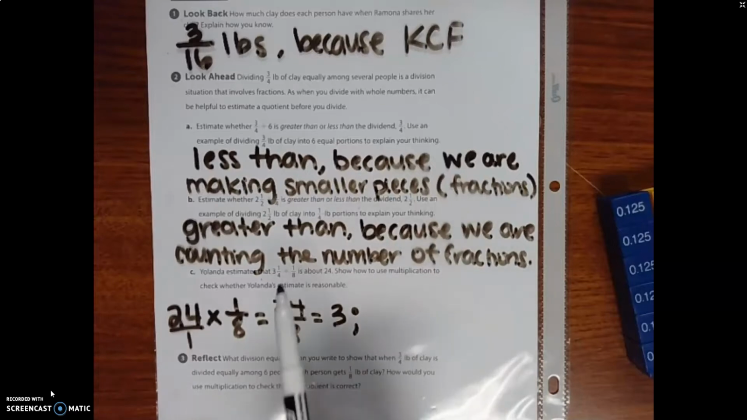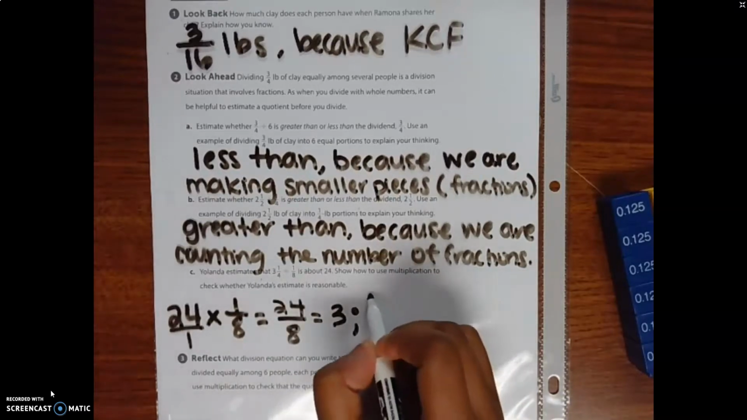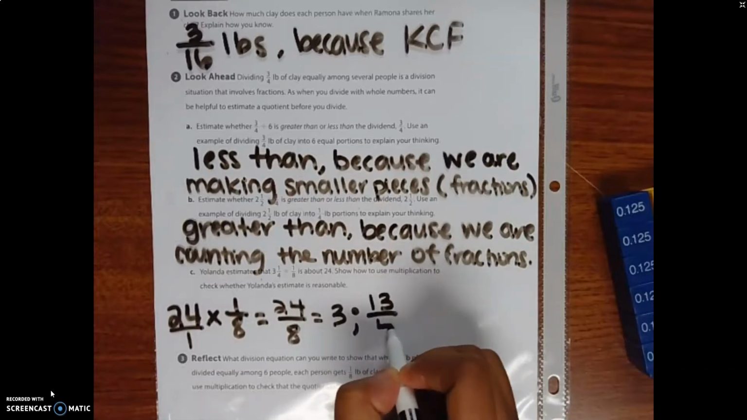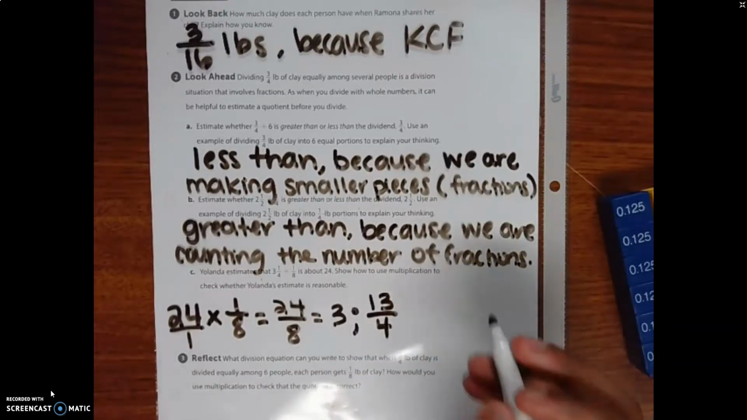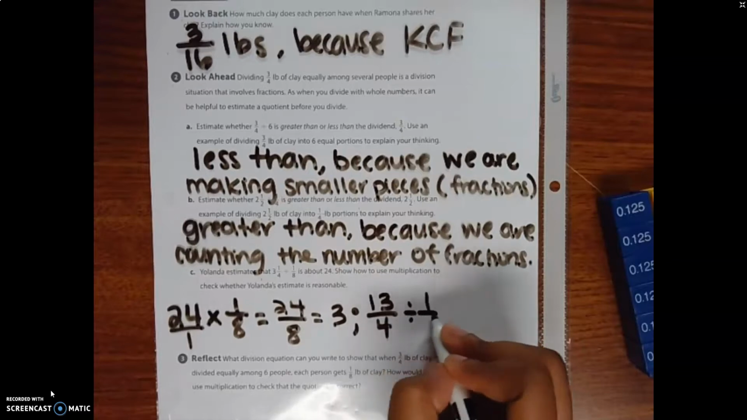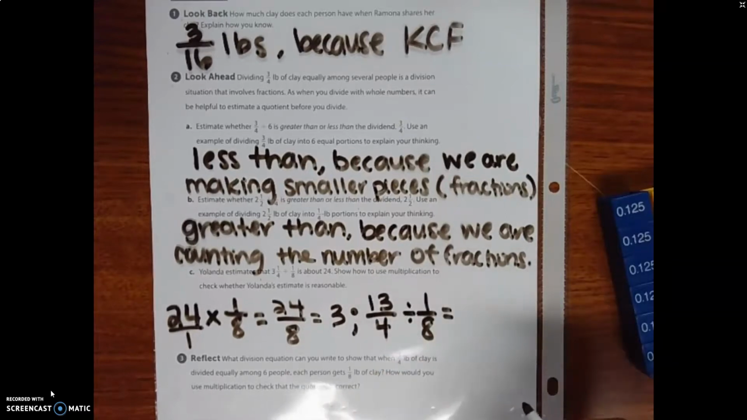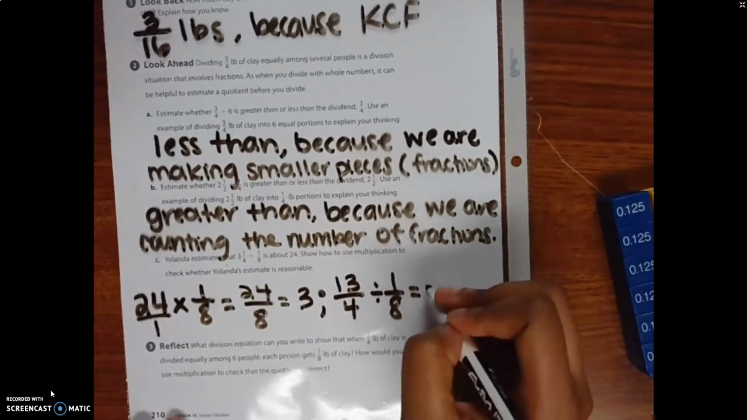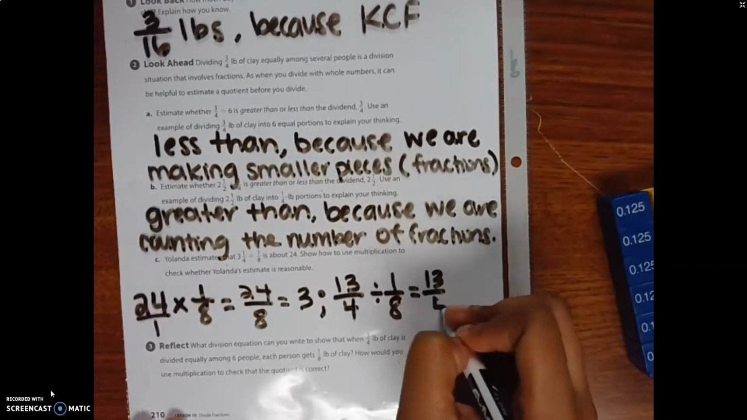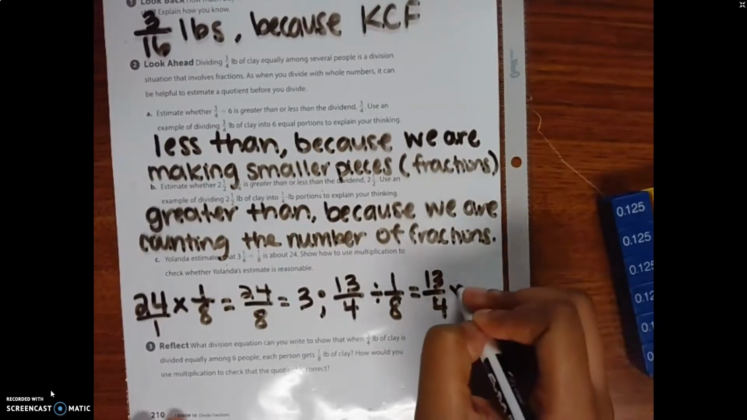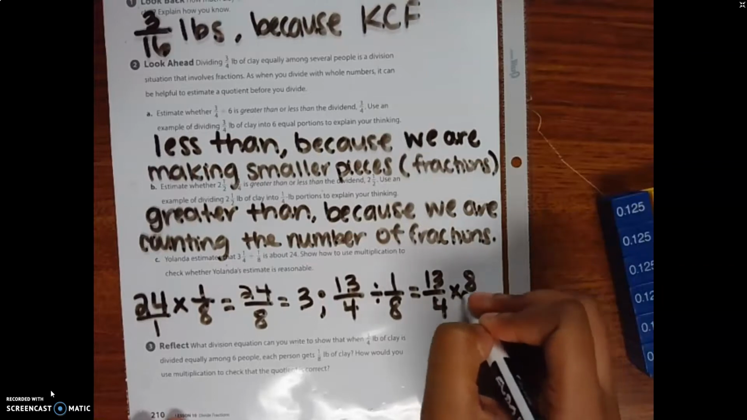So if you don't know how to do that, you need to take the denominator, multiply it times the whole number, and then add the numerator. So we would do 4 times 3, which is 12, and 12 plus 1, which is 13. Here we would have 13 over 4 because the denominator would stay the same, divided by 1/8. Again, we're going to keep, change, flip. Keep the first fraction the same, change the division to multiplication, and flip this fraction.